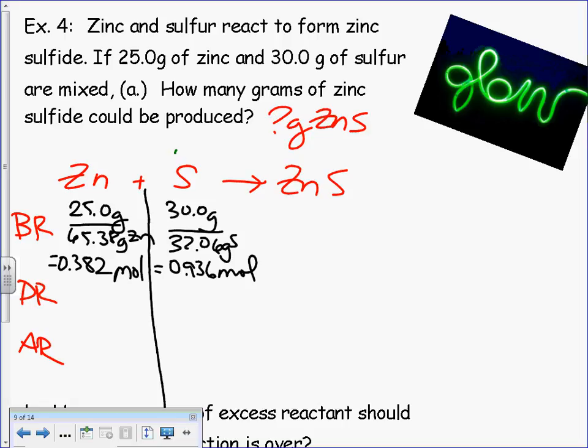I want you to write this part down. So we just decided that this 1-to-1 ratio is super easy to work with. So we already know this part. This is your LR, this is your excess.